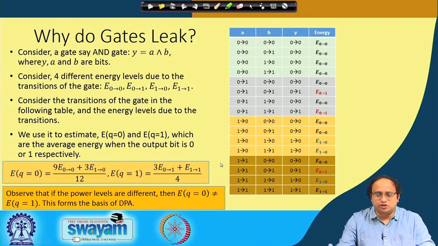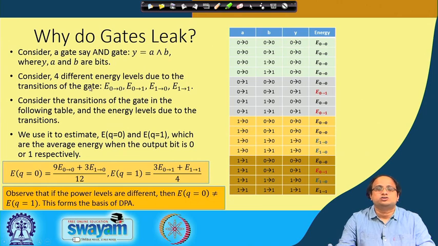So then the question is, why do gates leak? Okay. So, here is an explanation or an analysis to answer that question. Okay. So, we consider an AND gate. An AND gate is in this case depicted by the function y equal to a and b, where a and b are just bits.